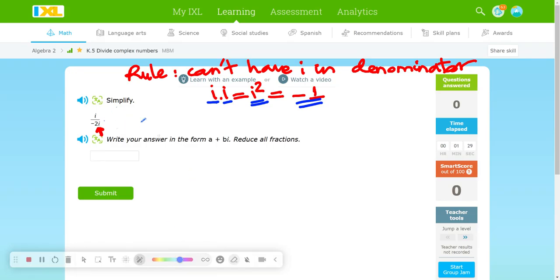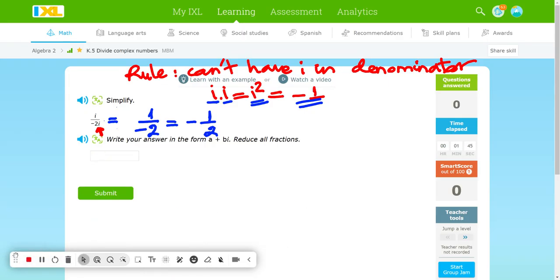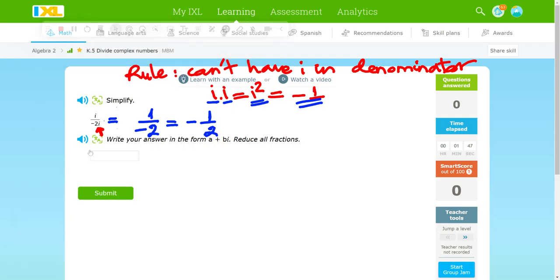So I on top and I on bottom cancel out. So I come out 1 over -2. So the final answer is -1/2. Alright, so that's the answer. I put down -1/2. Okay, here we go. -1/2, and then I'm done.